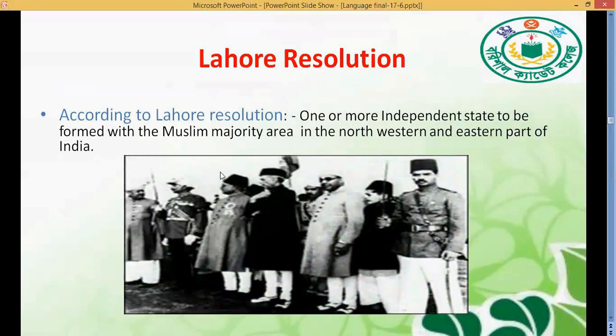Cadets, look at the screen. You can see the members of the Indian Muslim League, at the time when the Lahore Resolution was declared.